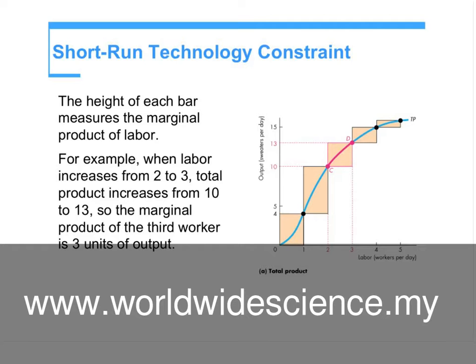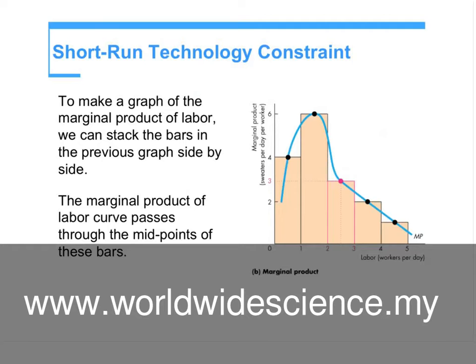Then to make a graph of the marginal product of labor, we can stack the bars in the previous graph side by side. Then the marginal product of labor curve passes through the midpoint of these bars, as you can see. So we have marginal product on one side, and we have the labor. So the marginal product is actually the difference between the number of the product out there. So we put the difference increases, and then we put the labor. So the midpoint is what we call the average. So as you can see, if we put it this way at the same time.